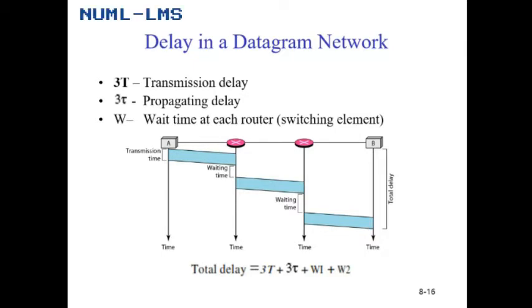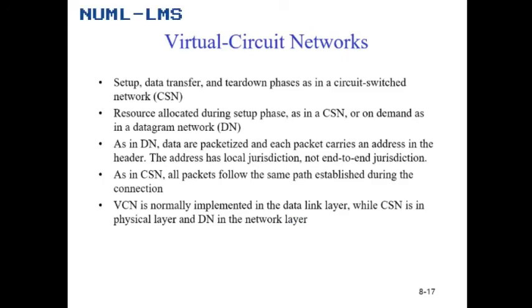Let's move on and talk about virtual circuit networks. A virtual circuit network is a cross, that means it's a hybrid between circuit switch networks and datagram networks. It has some of the properties of circuit switch, where we have the setup phase and teardown phase, and it has the property of datagram as well, in which we'll be sending packets. As in a circuit switch network, there are setup and teardown phases in addition to the data transfer phase. Resources can be allocated during the setup phase.